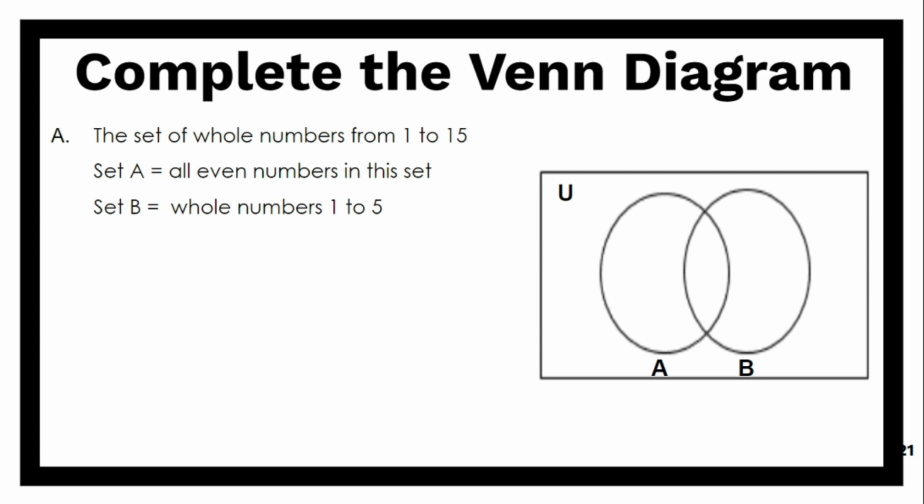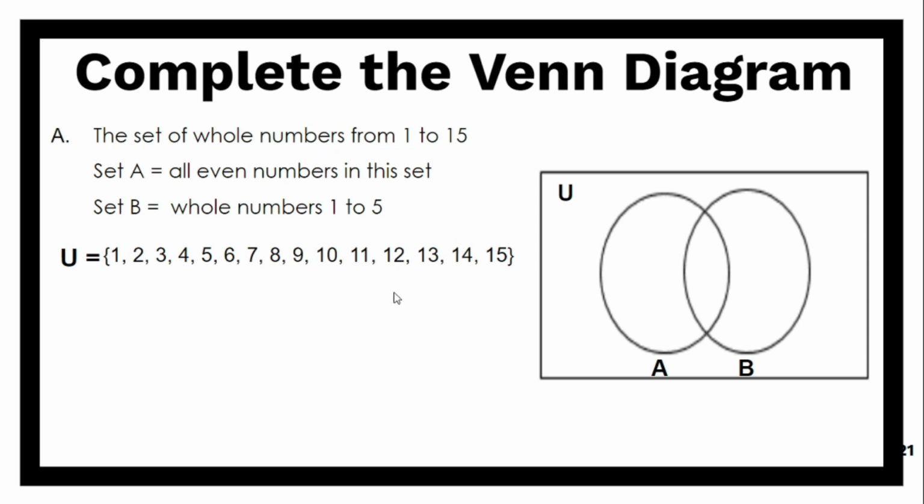Now, let's try this naman. Let's try to complete the Venn diagram again. So, just like what we did in the first activities. So, we have here the set of whole numbers from 1 to 15. Sabi dyan si set A daw ay all even numbers in this set, and set B are whole numbers 1 to 5. So, makikita ninyo yung set of whole numbers from 1 to 15, that would be our universal set. Correct? So, we have there numbers from 1 to 15. So, that is the set, universal set.